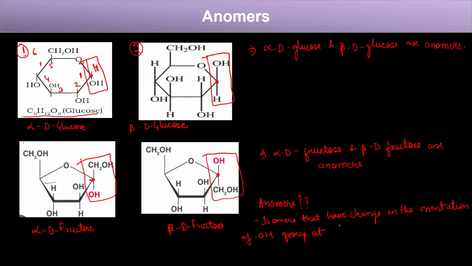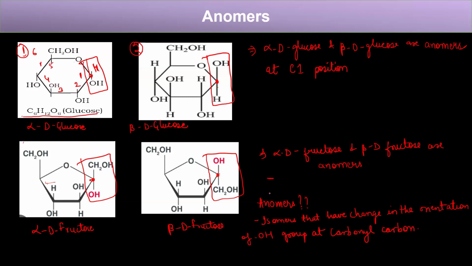So, anomers are what? These are the isomers that have a change in the orientation of the OH group at the carbonyl carbon. Okay? So, these are anomers. Now, in the case of glucose, alpha-D-glucose and beta-D-glucose are anomers at the carbon-1 position. Why? Because in the case of glucose, carbon-1 is the carbonyl carbon.